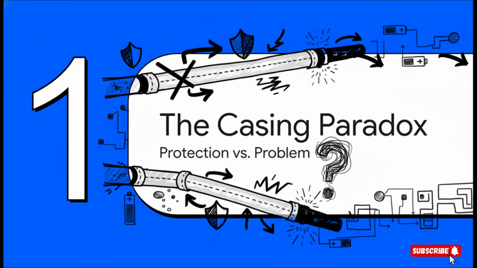Cased crossings are, well, a real paradox. The very piece of equipment that's designed to help protect the pipe can actually become its biggest enemy when it comes to corrosion. Let's dig into why that is.